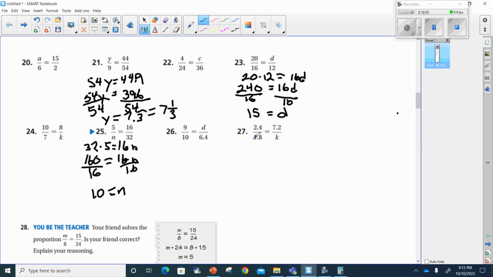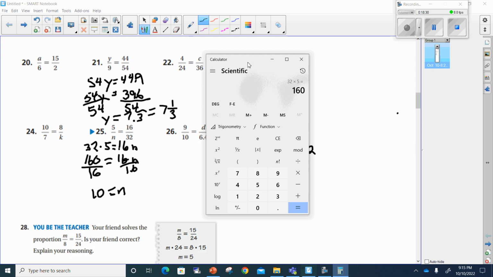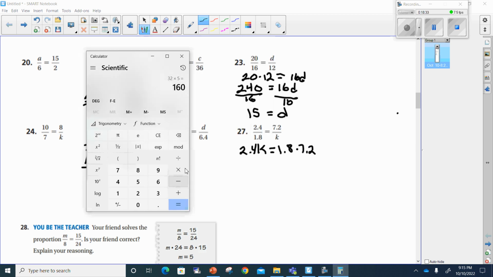All right, now I got 27, which is 2.4 times K. Now it's going to equal 1.8 times 7.2. I'm going to take 1.8 times 7.2. That's going to give me 12.96.